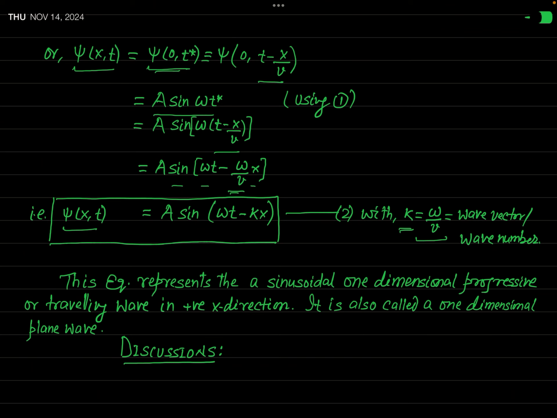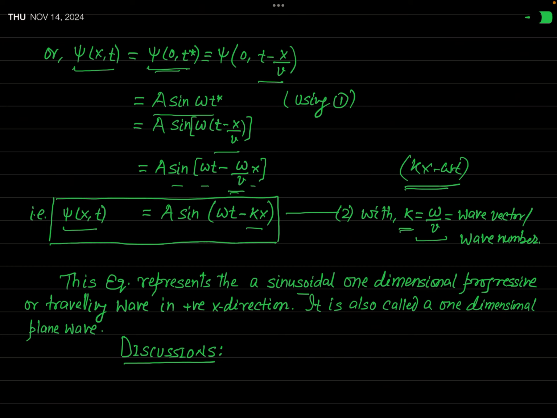This equation which we have obtained is the sinusoidal one-dimensional progressive wave equation. This equation represents a sinusoidal wave traveling in the positive x direction. This may also be written like kx minus omega t. Some authors like to write this equation in this manner, with the argument of the sine function as kx minus omega t. You may write it that way.